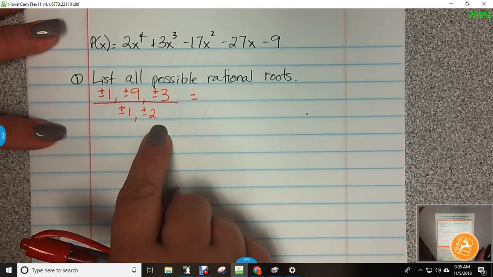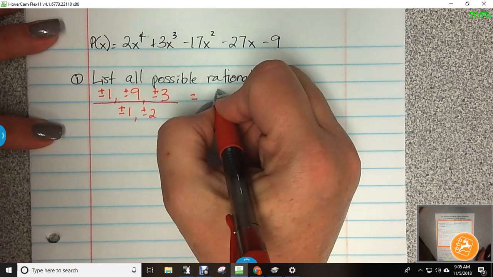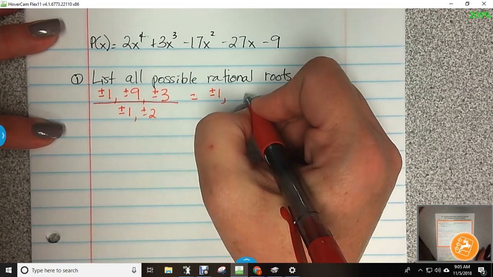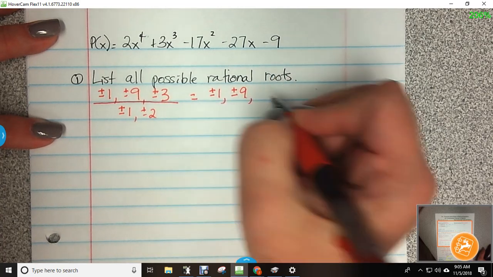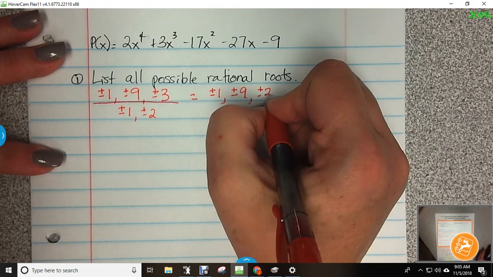So I'm going to start out putting each of these over 1. So 1 over 1 gives me plus or minus 1. 9 over 1 gives me plus or minus 9. 3 over 1 will give me plus or minus 3.